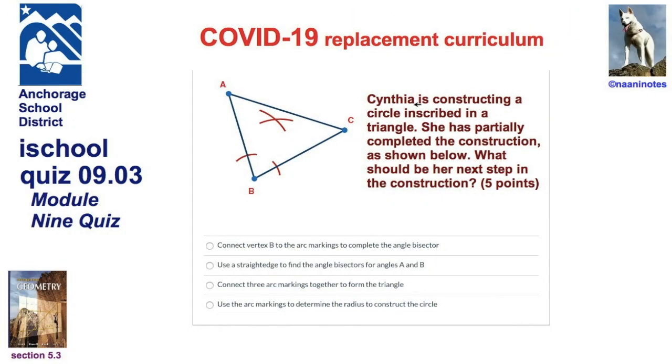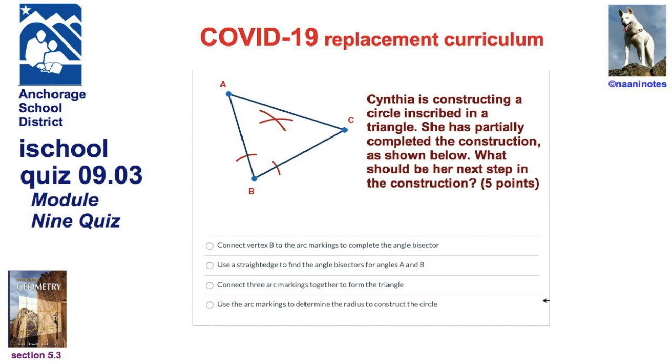Well, here we go again with another one of our COVID-19 replacement series. This is iSchool that we use in the Anchorage School District. And I'm going to reference our textbook because we use this one, McDougal Littell. We've got 4 questions in this quiz numbered 903 here.